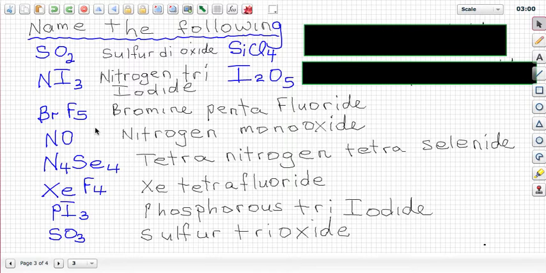You don't necessarily have to write mono in front of the first element. That's an exception rule. Anything else you do write. So I had 1 bromine, so I did not write monobromine. I had 1 nitrogen and 1 sulfur, so it's not necessary to write monosulfur or mononitrogen. However, here we have 4 of the first element, so it'll be tetranitrogen, and 4 of the second, tetra, and of course the second element has an "ide" ending.